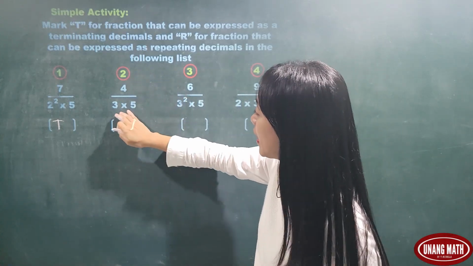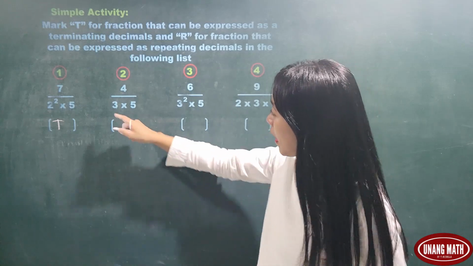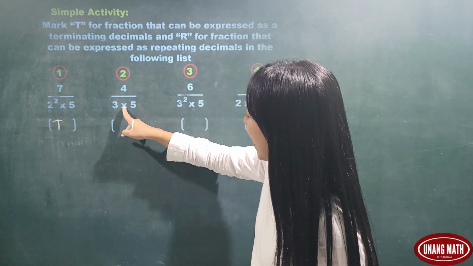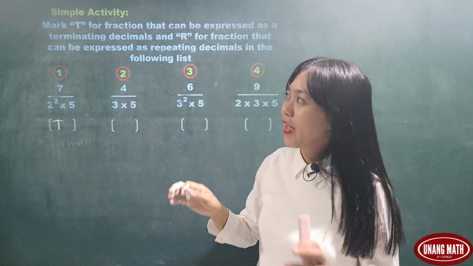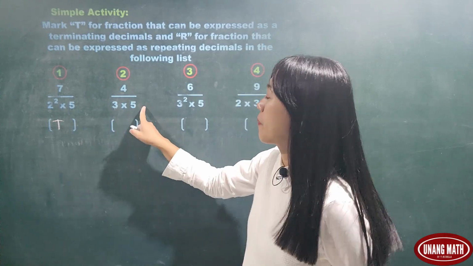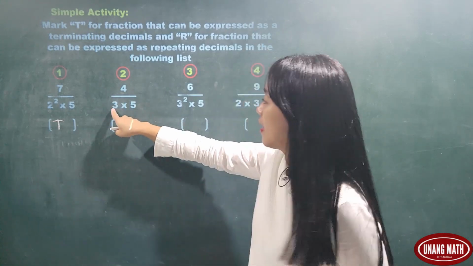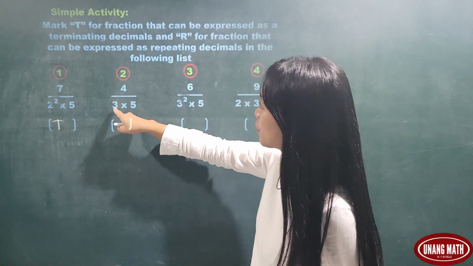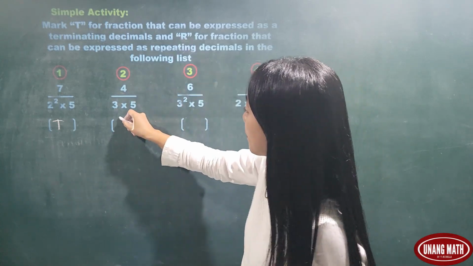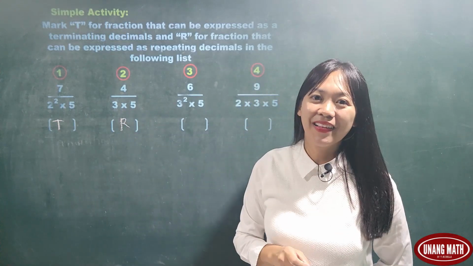What about number 2? 4 over 3 times 5. Look at the denominator. The prime factors are 3 and 5. If it's terminating, then it should be 2 or 5 or 2 and 5 only. But we have 3 here as a prime factor. So this can be converted to a repeating decimal.